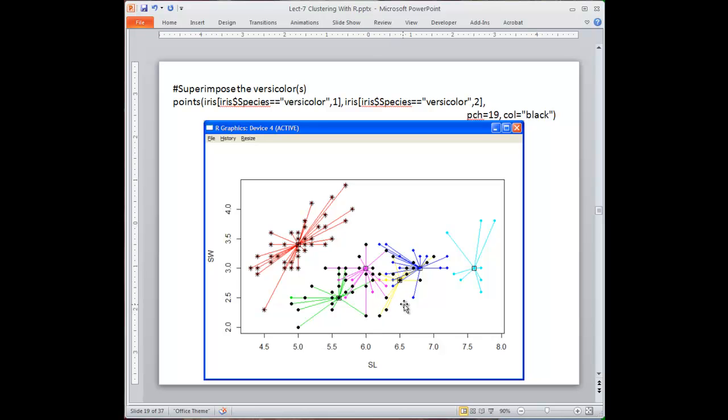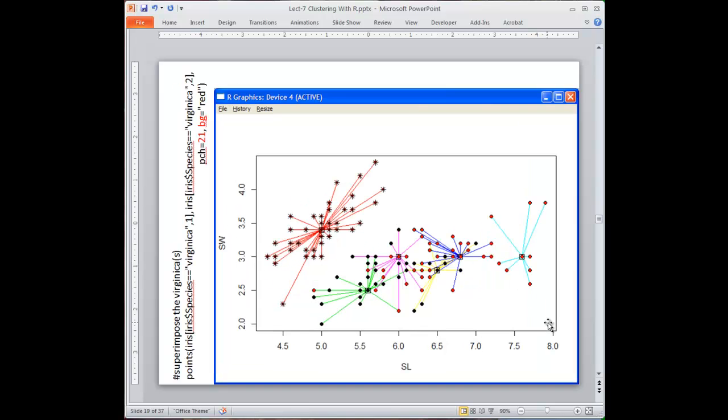and probably some of the yellow and some of the blue cluster. However, the turquoise cluster, or this cluster, has no versicolors in it. Now if I keep doing the same thing, I issue the next command, and I put the command here, and I took the PCH to be 21 and the background color to be red. If you look at it, you will get it in here.